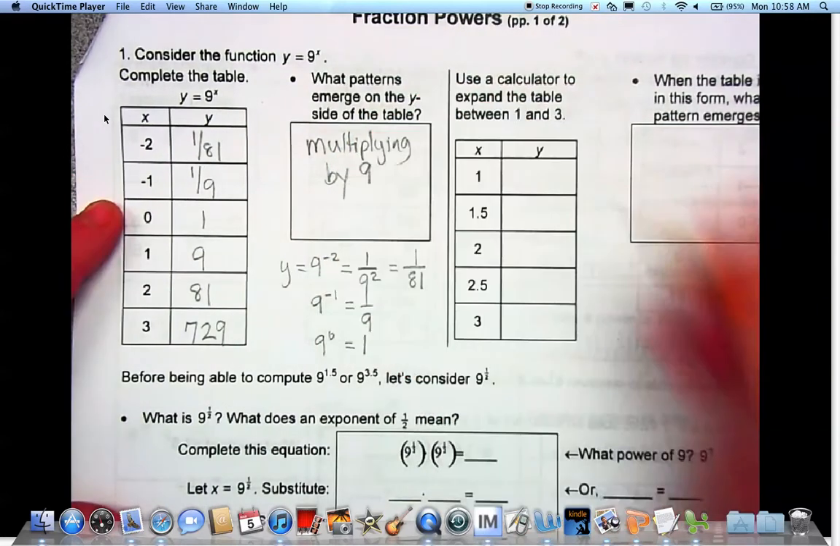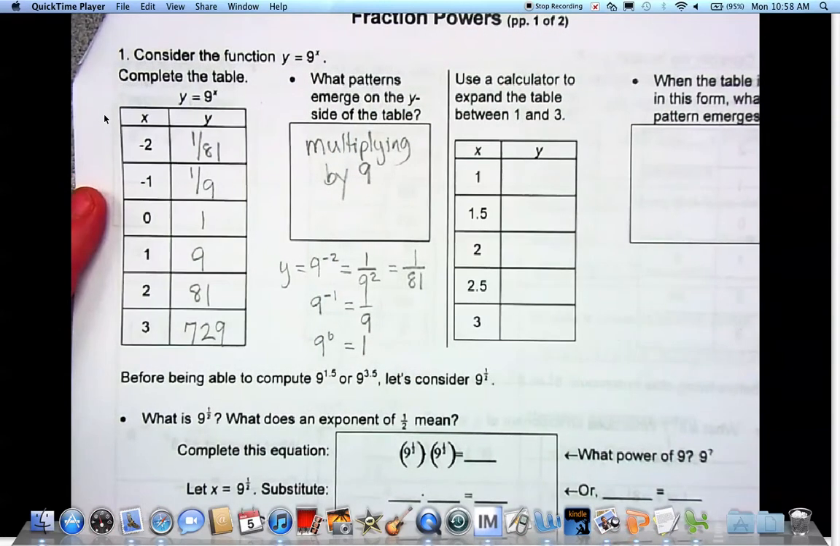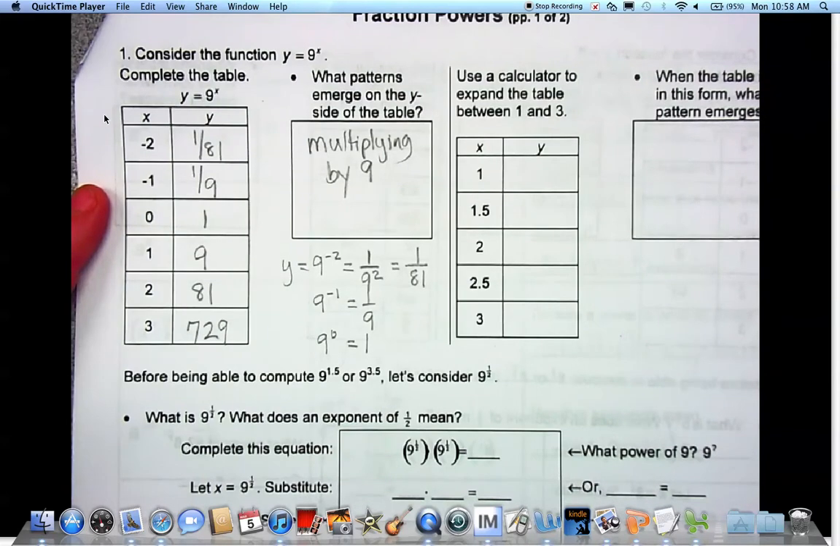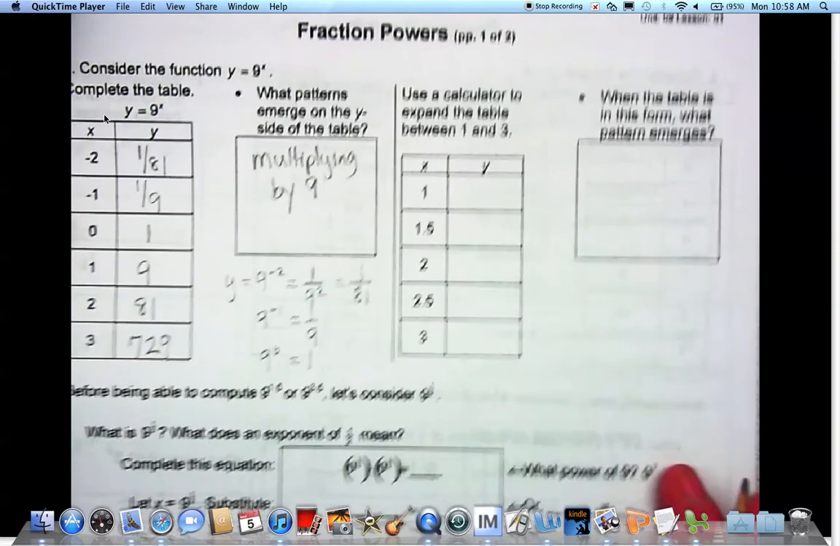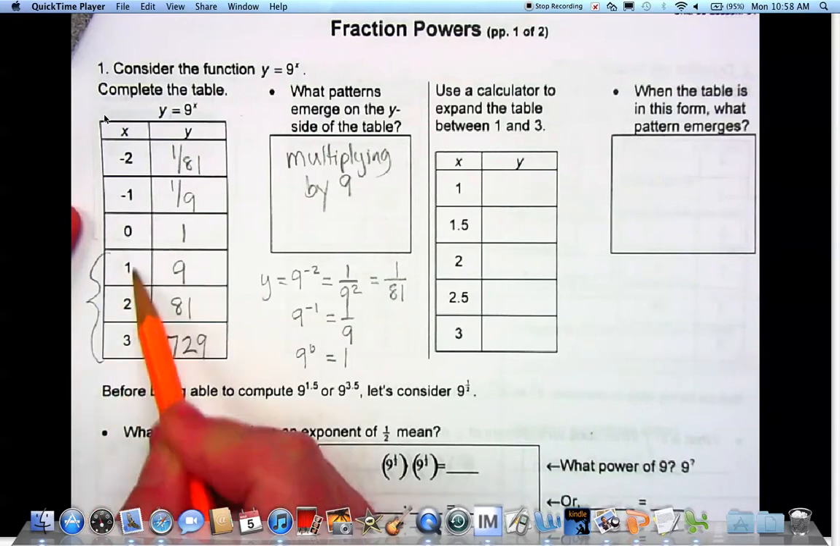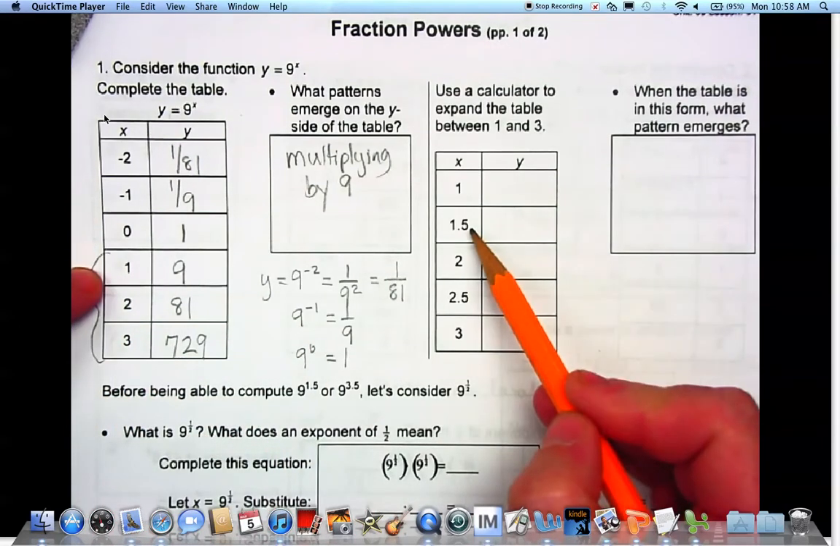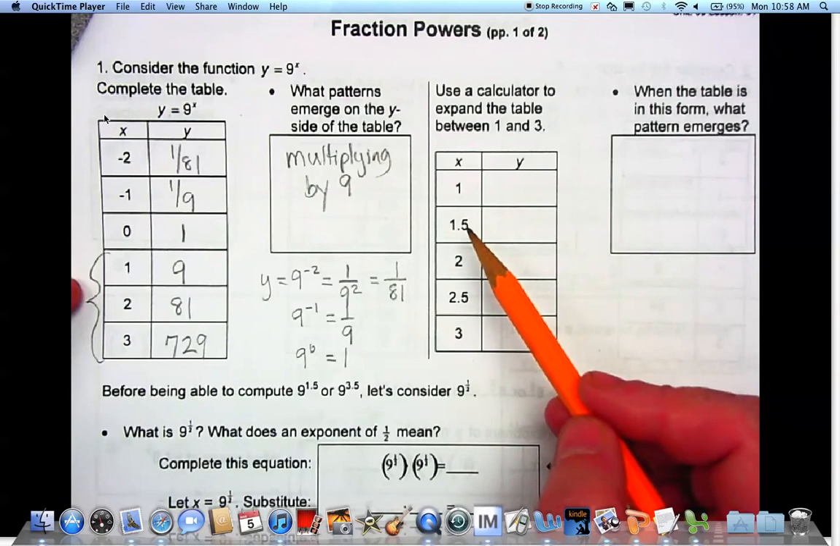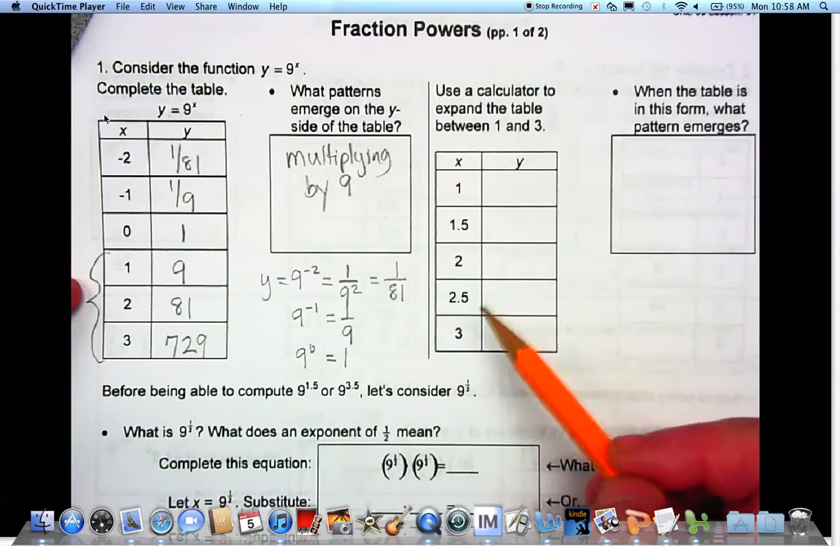That's what exponents do. Because it's 9 to the x, you're multiplying by 9. If it was 8 to the x, what would you be multiplying by? 8. If it was 2 to the x, you'd be multiplying by 2. Okay, so now we're going to look at this part of the table between 1 and 3, but we're going to go by halves. Like 1, then 1.5, then 2. So we want to see what 9 to the 1.5 is and what 9 to the 2.5 is.